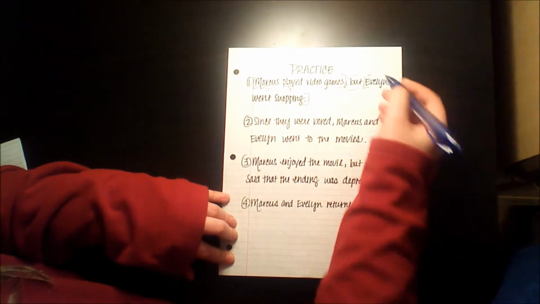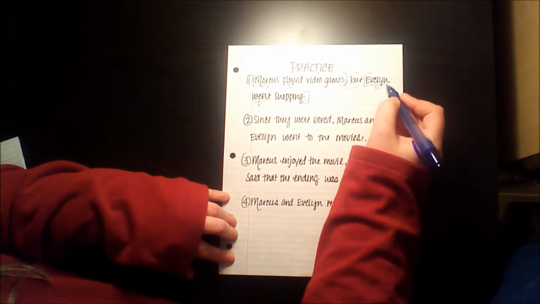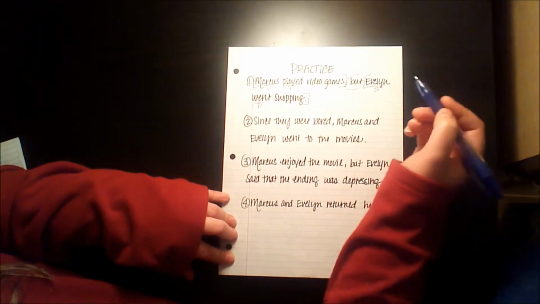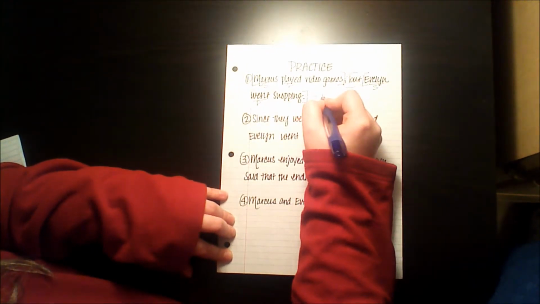Evelyn went shopping. Evelyn is our subject. Went is our predicate. And it is a complete thought, which means it's an independent clause. When we have 2 independent clauses together, that equals a compound sentence.